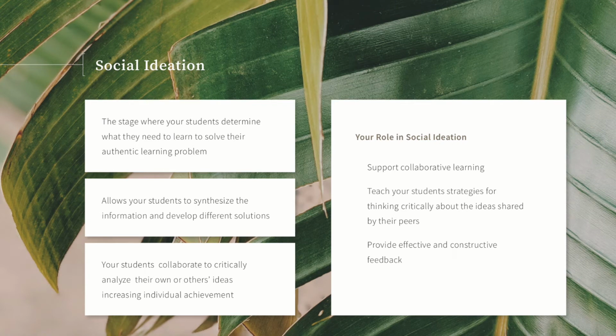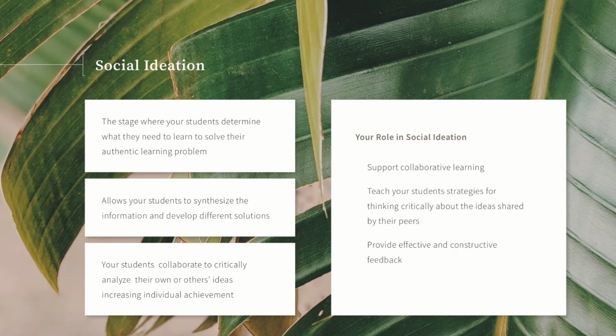Social ideation is a stage where your students determine what they need to learn to solve their authentic learning problem. Social ideation allows your students to synthesize the information gathered during social exploration and develop different solutions. During social ideation, your students brainstorm a variety of strategies to come up with a set of possible solutions using the knowledge they acquired through social exploration. The students discuss their solutions, provide critical feedback, and refine their ideas.